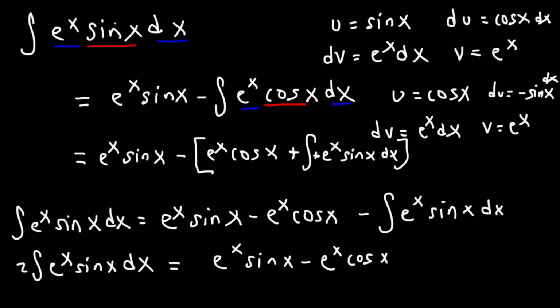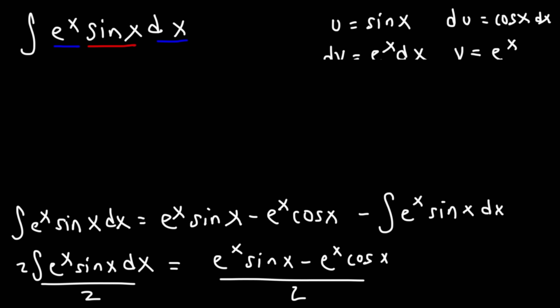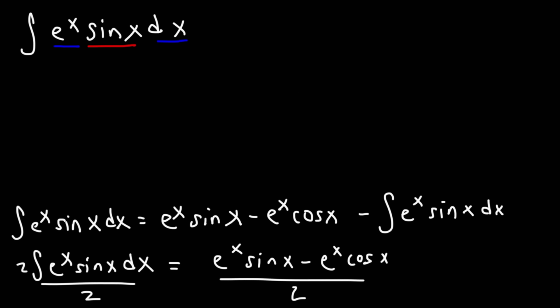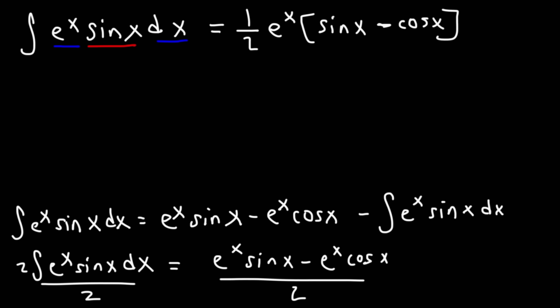Now we want to find the value of just one integral of e to the x sine x. So what we need to do is divide both sides by 2. So we could say that our final answer is 1/2. We can also factor out e to the x. So it's 1/2 e to the x, and then times sine x minus cosine x plus c. So that's the antiderivative of e raised to the x times sine x.